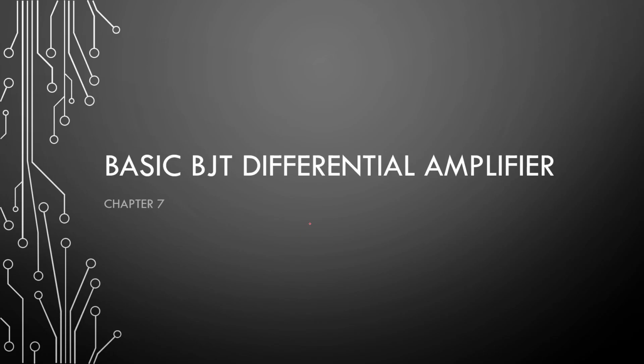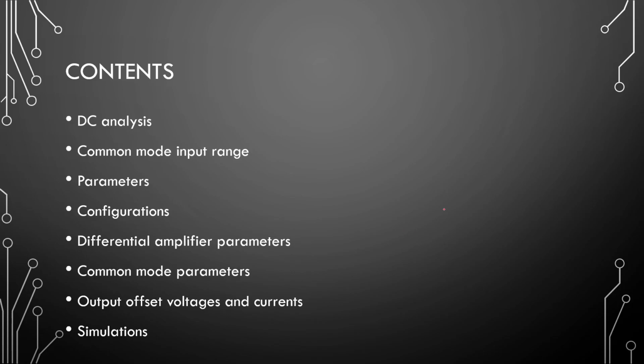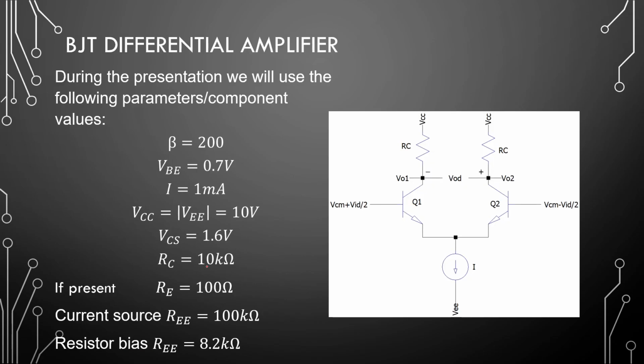Welcome to a video on basic BJT differential amplifiers. In this video we will have a look at the DC analysis, the common mode input range, the parameters that we will get, some configurations of this amplifier, then the differential amplifier parameters, gain, input impedance, etc. The common mode parameters, and then the output offset voltages and currents. And then lastly add some simulations of the problems.